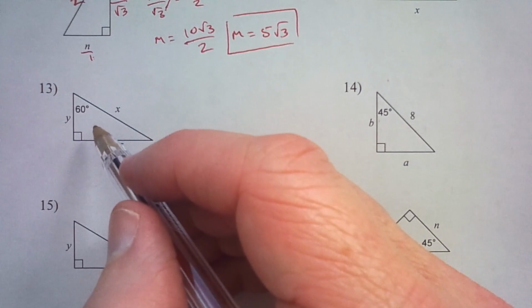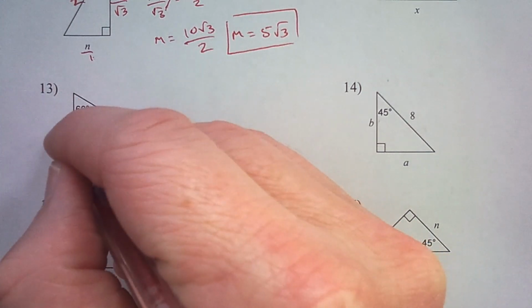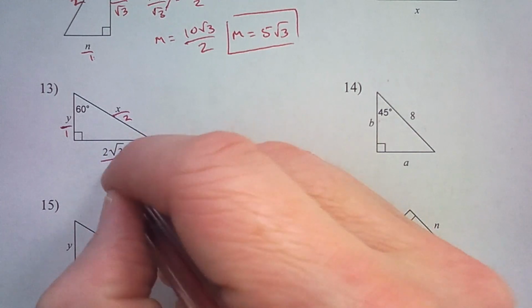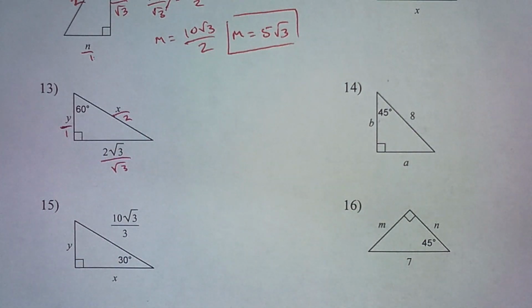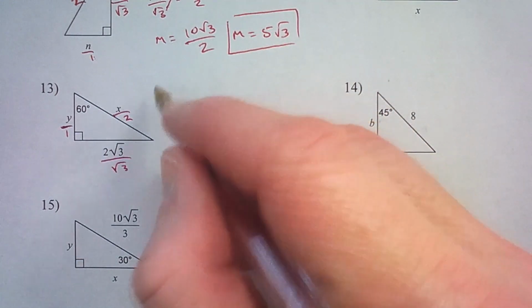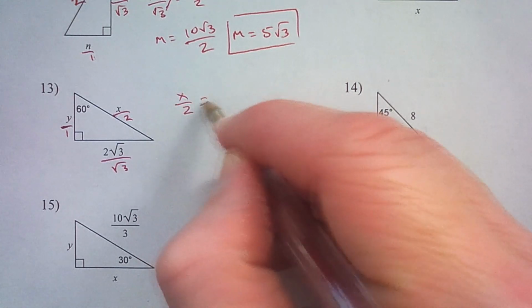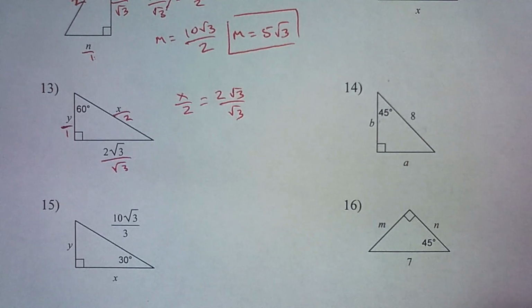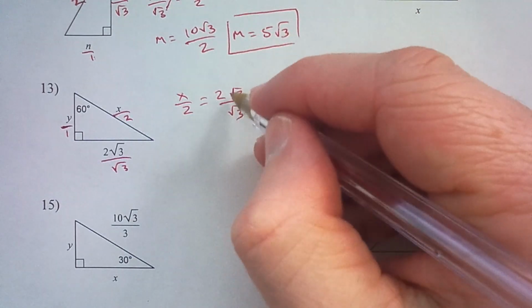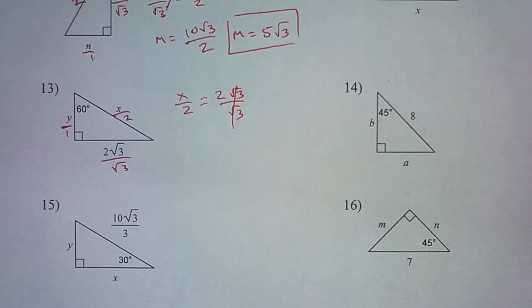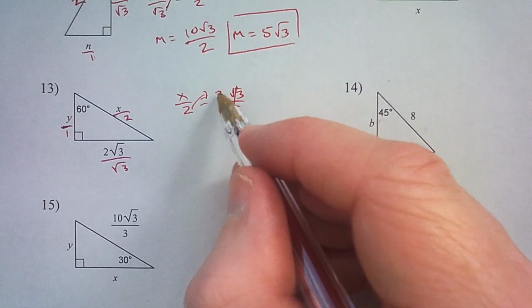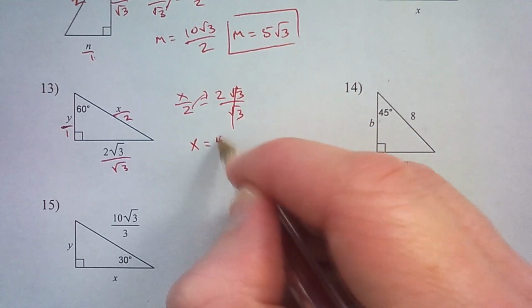Okay, another 30, 60, 90. So I've got the shortest is to 1, the longest is to 2, and the medium is to the square root of 3. So I have x is to 2 as 2 root 3 is to root 3. And I have root 3 over root 3, which will cancel. And then I can multiply this 2 across diagonally, and I have 2 times 2, so x is 4.